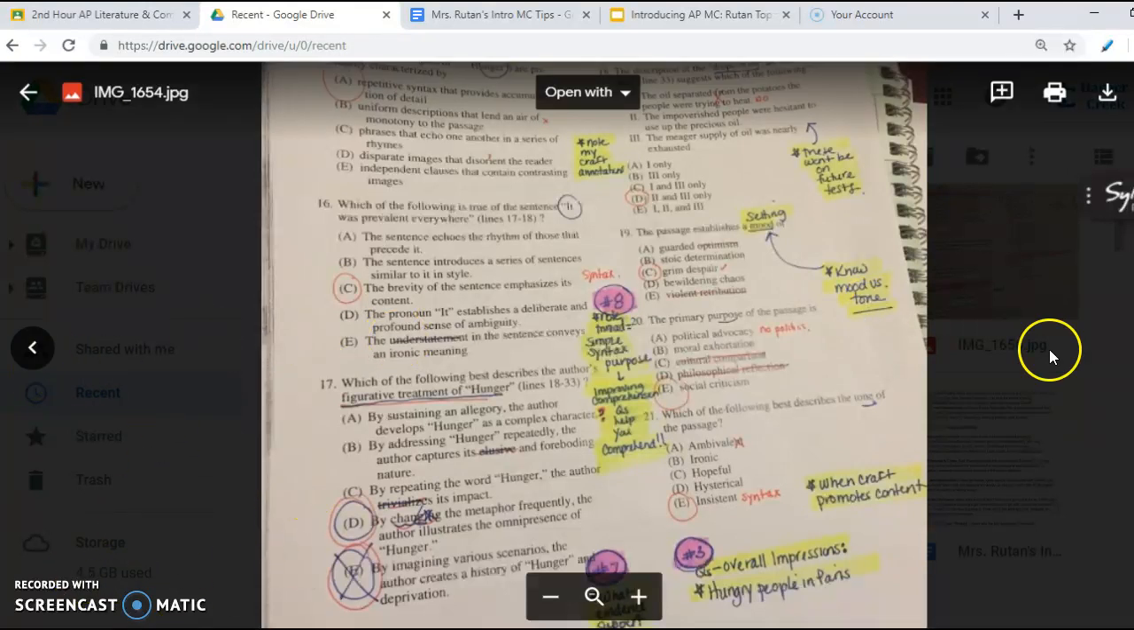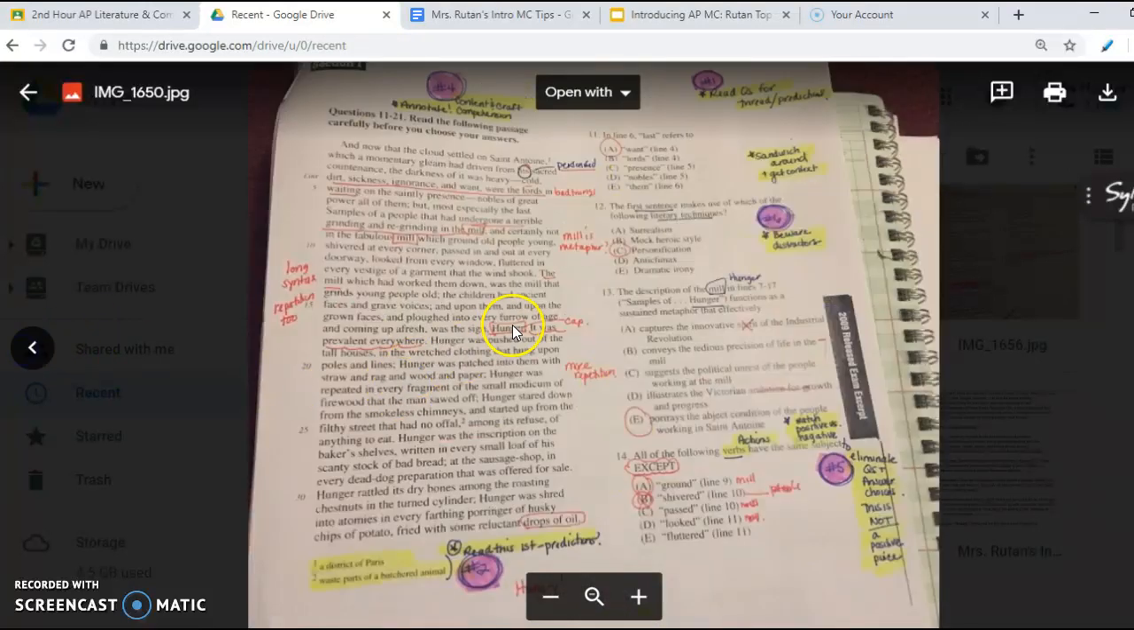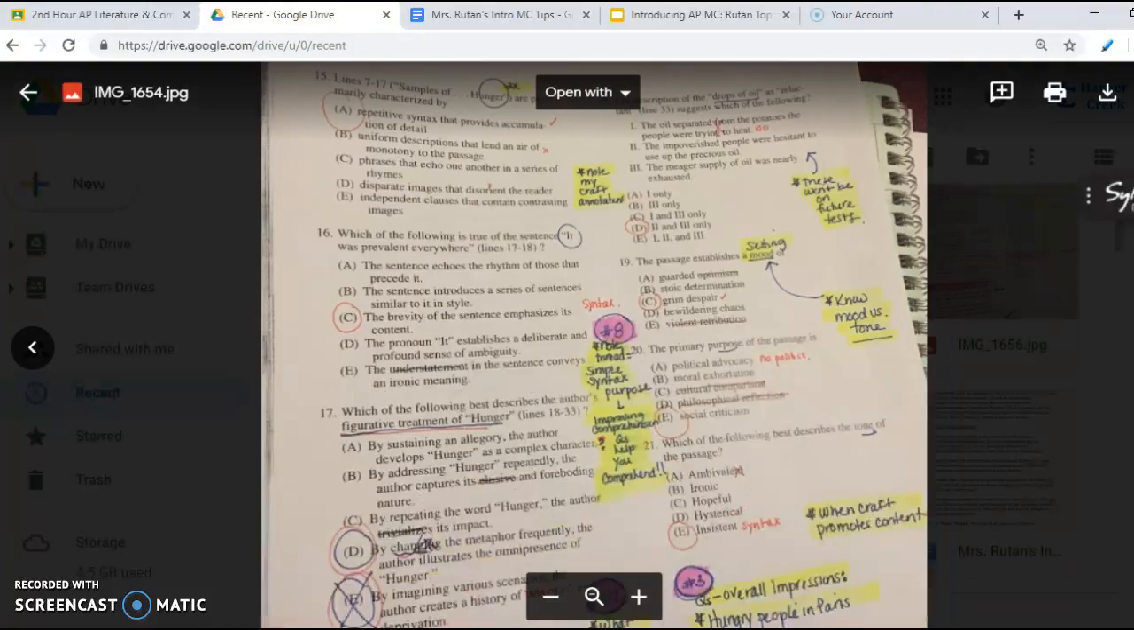The other thing is the thread. You'll notice some of the answers will feel very common. I feel like this is an intense passage because it's about the hunger and there's a lot of vivid images, but the use of the syntax is not simple, but it's definitely very straightforward. They use very straightforward repetitious syntax, which is A. And then they're very straightforward right here where it says it was prevalent everywhere. So that's my in-text evidence.